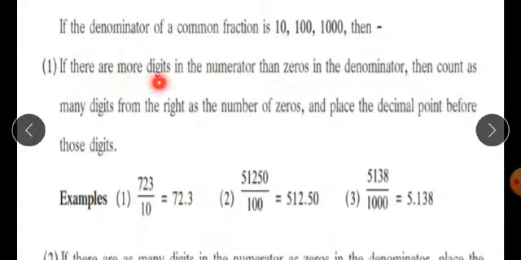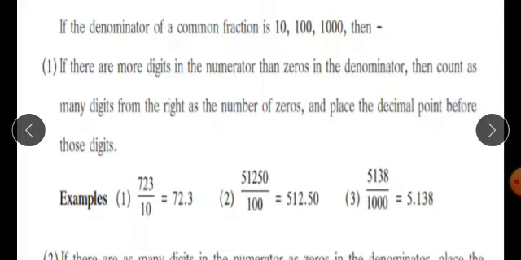If there are more digits in the numerator than zeros in the denominator, then count as many digits from the right as the number of zeros and place the decimal point before those digits. Students, I repeat, if there are more digits in the numerator than zeros in the denominator, then count as many digits from the right as number of zeros and place the decimal point before those digits.